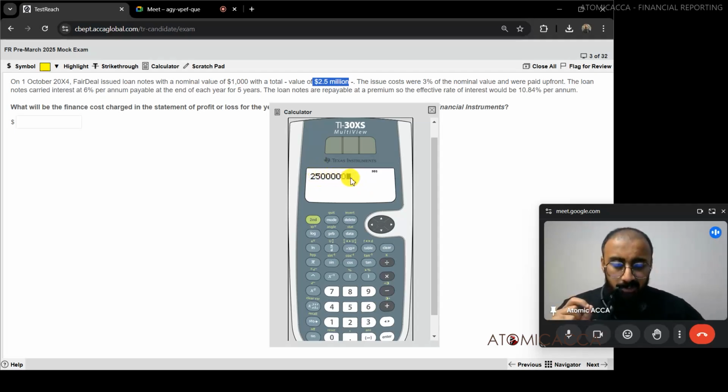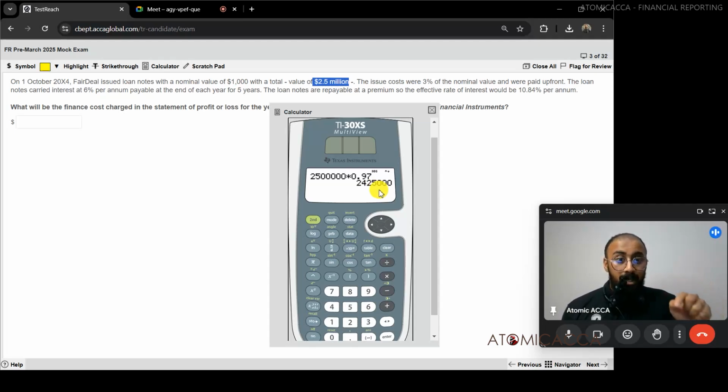2500 and 3 zeros. Okay, 2.5 million multiplied by 3 percentage is the norm issue cost. Now calculating what is 3 percentage, then minusing it out from 2.5 million is a lengthy method. Just be a little smart over here. If you minus out 3%, what's pending? 97 percentage. So 0.97 will be equal to 2,425,000. Now this is the opening figure.